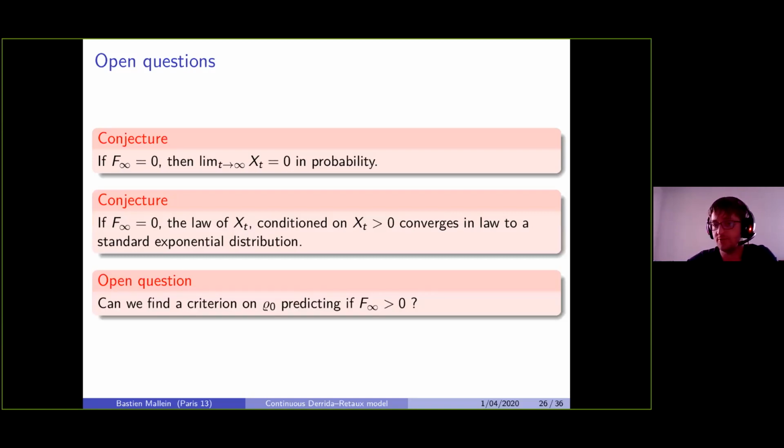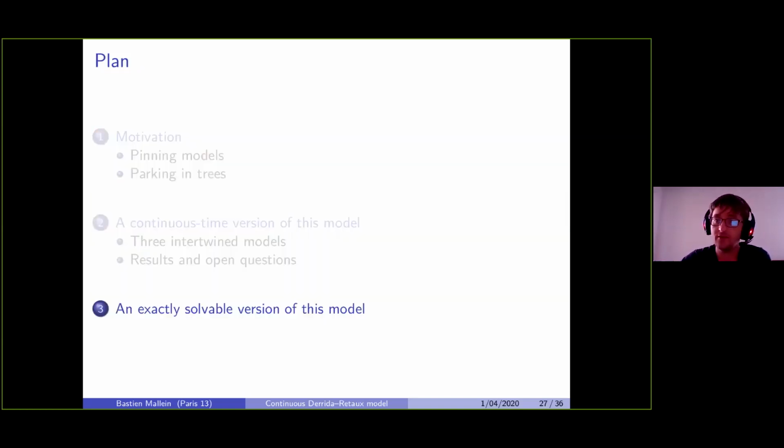And so the big open question would be to find the criterion on the initial distribution rho 0 that predicts if the free energy is positive or equal to 0. So this would be the analogue of the condition 2 to the X0 smaller than the expectation of 2 to the X0. And we don't have this criterion here, at least not yet. Okay, so it seems that the continuous time version of the model is still too difficult for us. So we started to look for an even simpler version of the continuous time version.